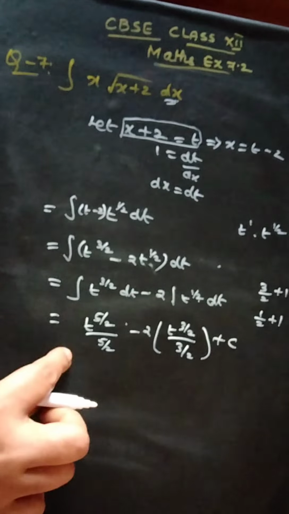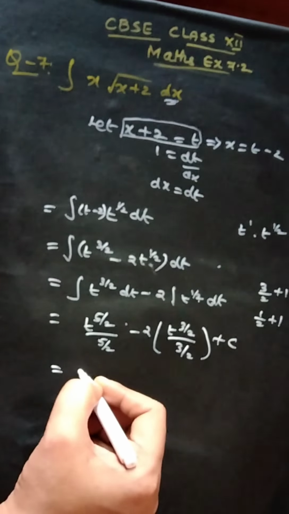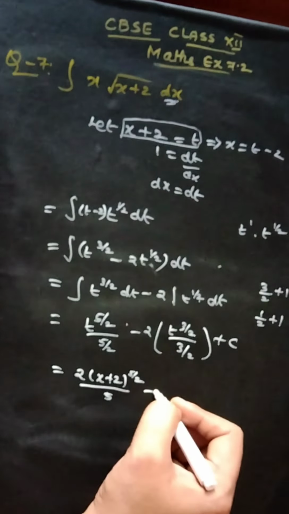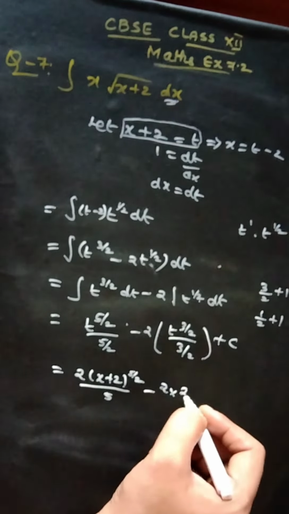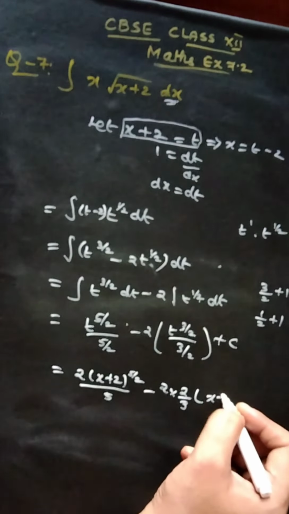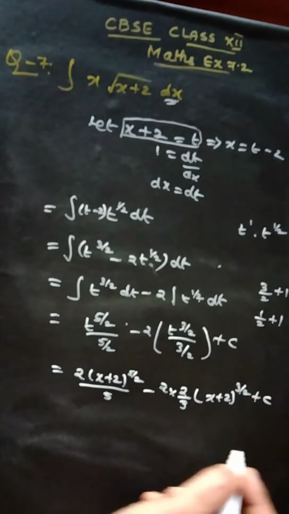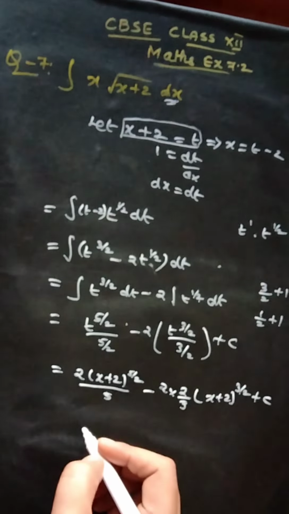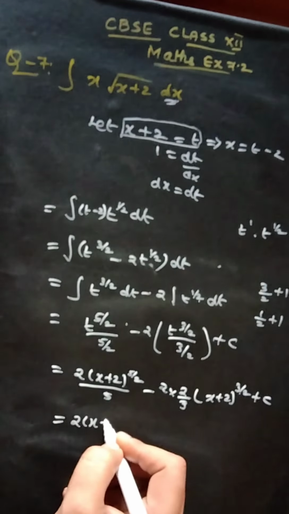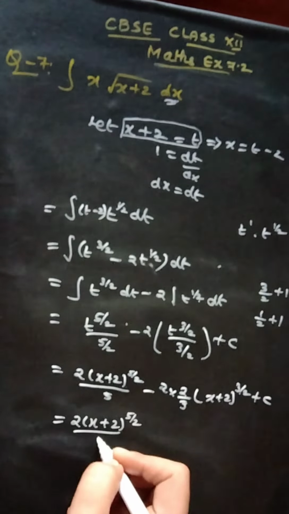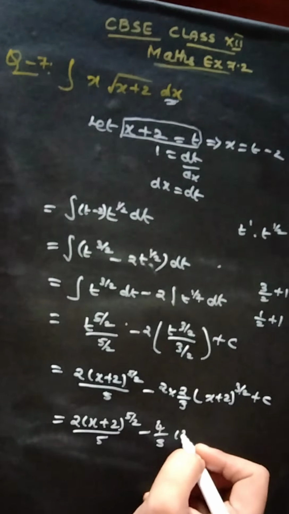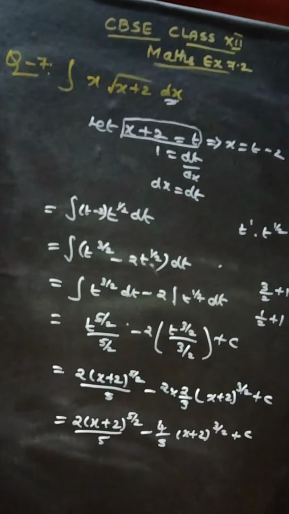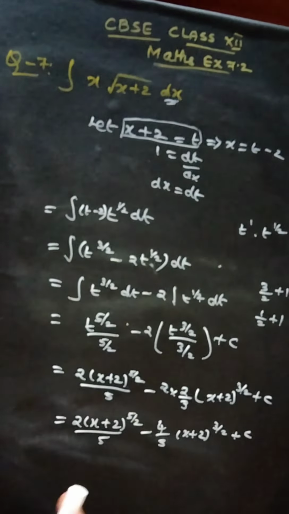Taking the reciprocals, replacing t as x plus 2. So 2 into x plus 2 the whole power 5 by 2 the whole by 5 minus 2 into this 3 by 2 reciprocal, 2 by 3 into x plus 2 the whole power 3 by 2 plus c. Check whether any term is getting cancelled or multiply and write the numbers properly. So 2 into x plus 2 the whole power 5 by 2 by 5, minus 4 by 3, x plus 2 the whole power 3 by 2 plus c. This is the final answer. Expressing t in terms of x in the final step.